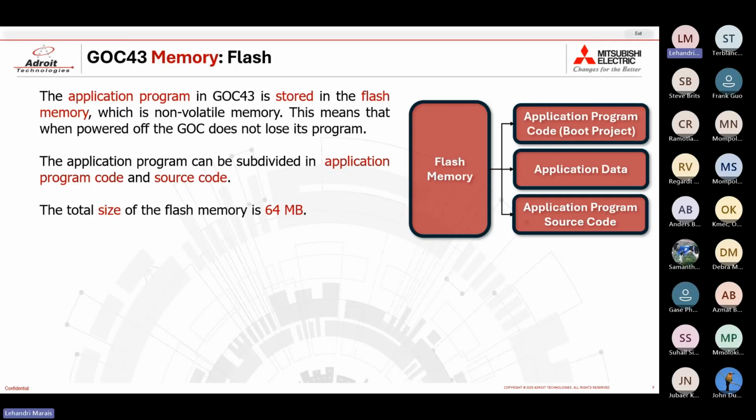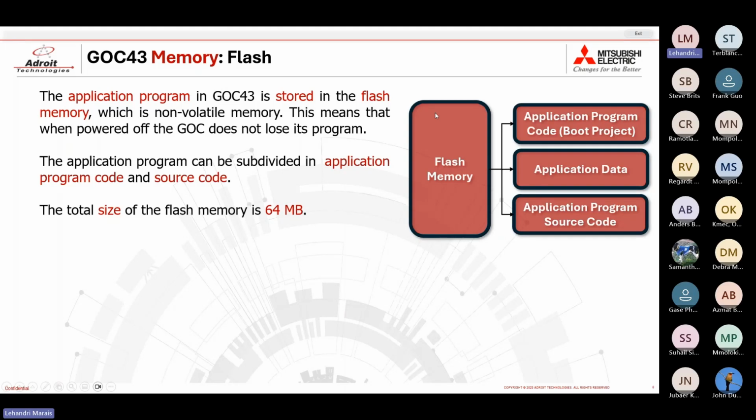We now move on to the flash memory of the GOC. The flash memory is used to store the application program. The flash memory is also non-volatile memory, meaning that your program is not lost when the power goes out. The application program can be further subdivided into your application program code and your source code. The size of the flash memory is 64 megabytes.